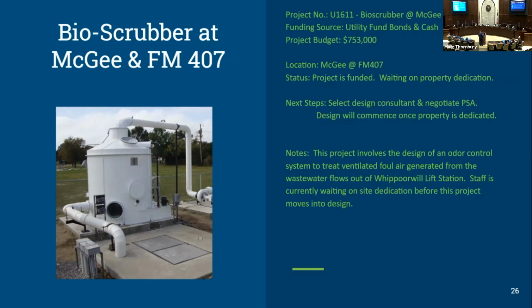Moving off of the wastewater treatment plant, we do have a small project here. It's a bioscrubber. It's an odor control station that needs to be installed up at FM 407 in McGee. There's a picture of an example station there. This will be built on property that's actually going to be dedicated by the developer of that parcel. And so we're just simply waiting for that development to move forward so that property dedication can take place.